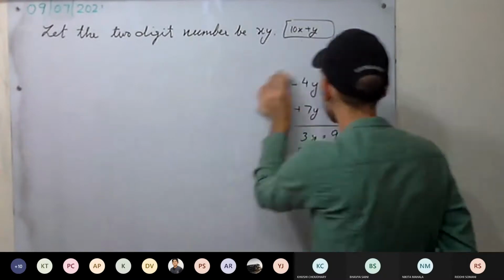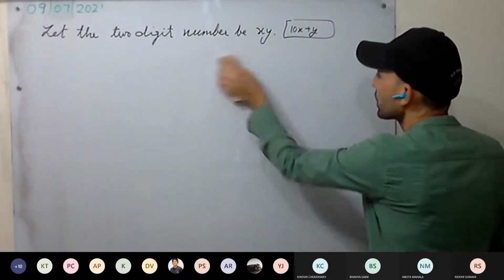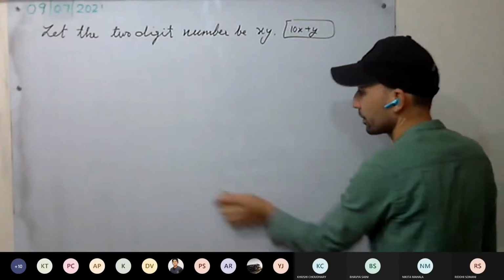Read the question, what you have to find. Figure that out and then form the equation using statements.